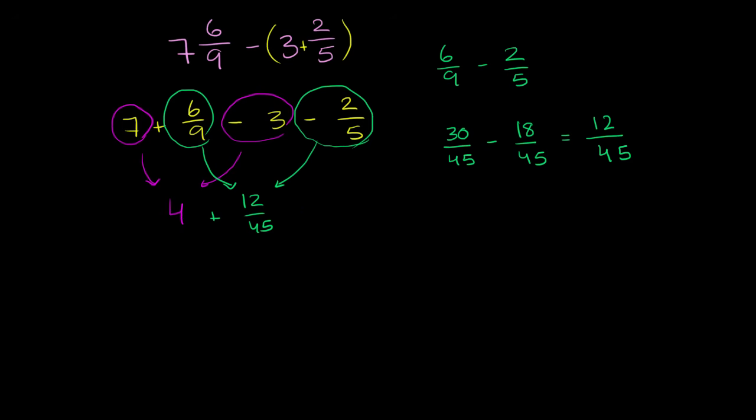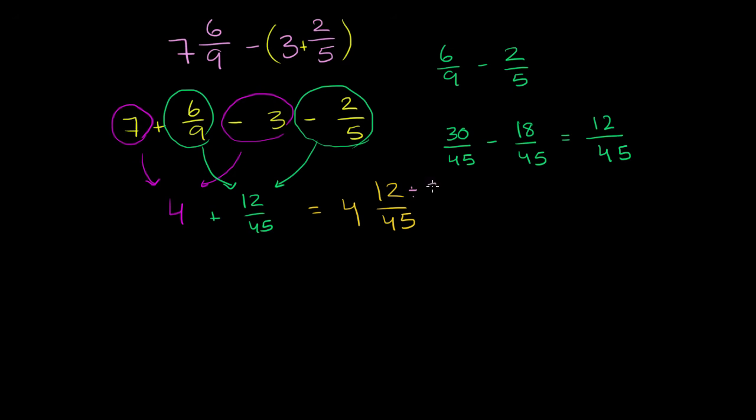Or if we wanted to write it as a mixed number, this is equal to 4 and 12 45ths. But we're not done yet. We can simplify this further. 12 and 45 have common factors. They are both divisible by 3. So we can say that this is, actually, they're both divisible by, well, I think we can divide more after that. So let's see.